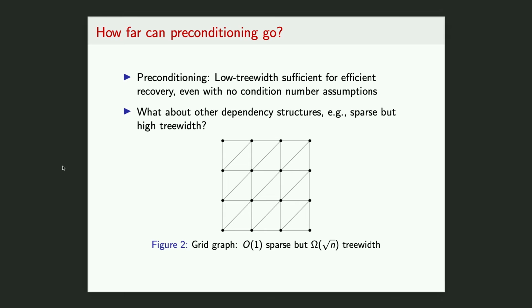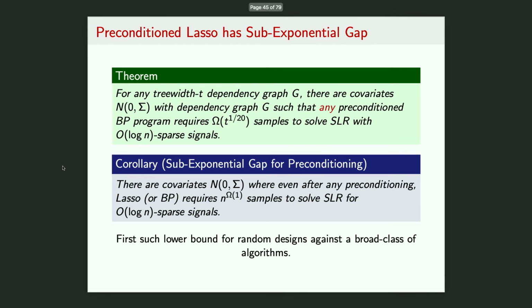In particular, if I take the grid graph, where the dependency graph looks like the grid, it has very nice sparsity, but the tree width is root n. It's planar, the separator size is root n. Any expander is bad too, but this is even simpler in some sense. Exactly, any expander will have high tree width, right? But here we're saying even things which look so nice, you fail. And you fail not just for doing this iterative thing, but any preconditioning will fail.